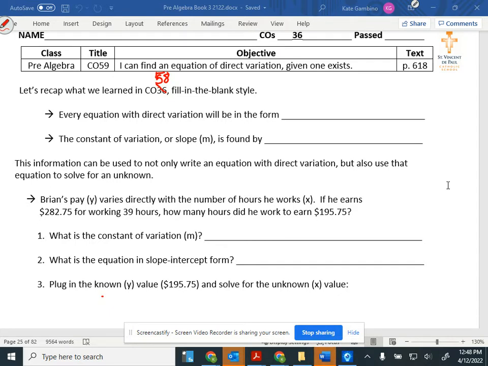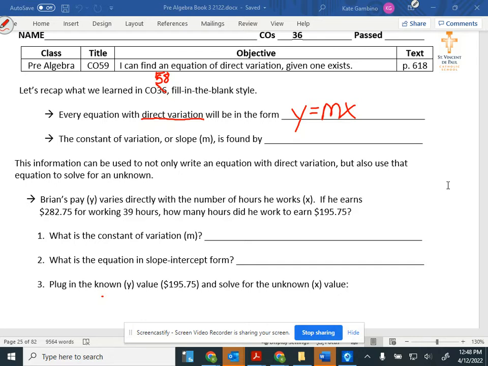So every equation with direct variation will be in this form. What does that slope-intercept form look like? Say it out loud for me. Y divided by x. What? Oh, no, slope-intercept form, I said. Y equals mx plus b. Oh, careful. Y equals mx. If it's direct variation, there is no plus b because we know that the b is 0. So it's just y equals mx.